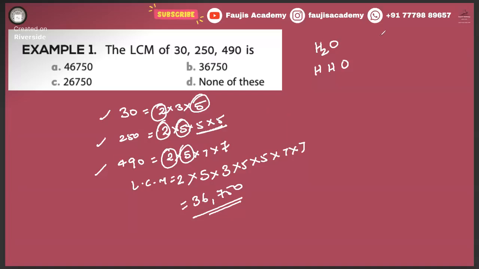Fine. And then if I say HCl, which means what? There is hydrogen and there is chlorine, right? Okay, right. So I want to find a number which divides both of these. If we have to find a compound which is present, using that compound we can make both HCl and H2O. That is H2O, right?